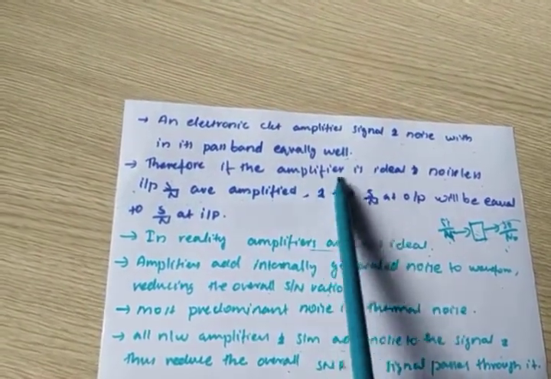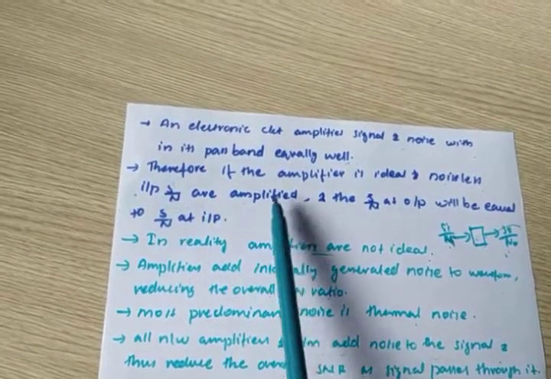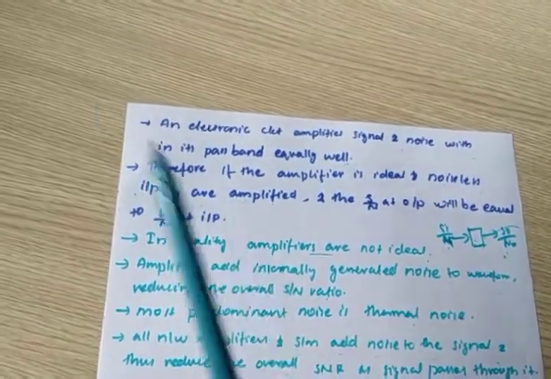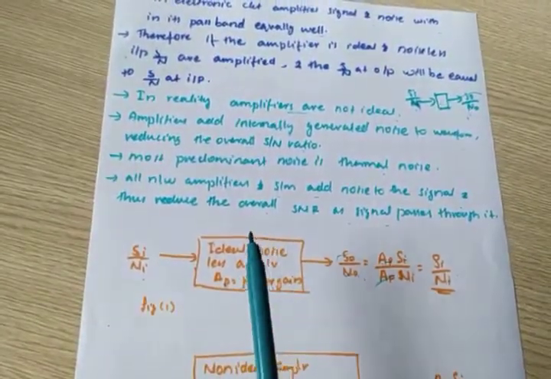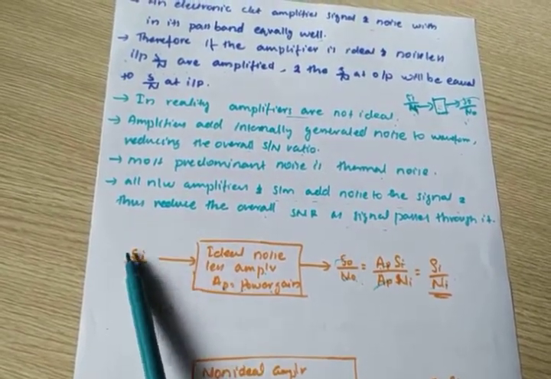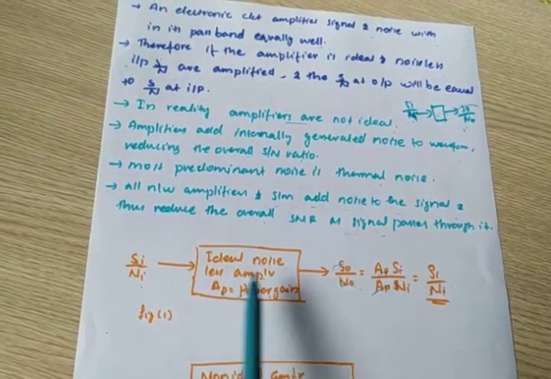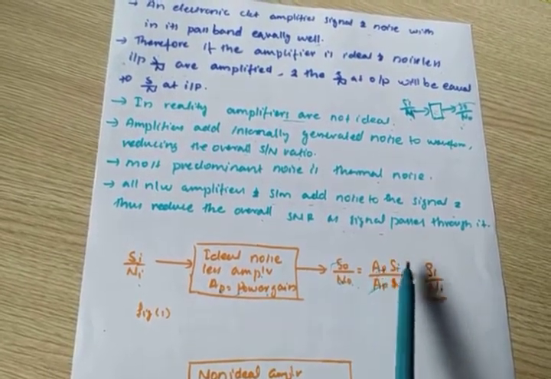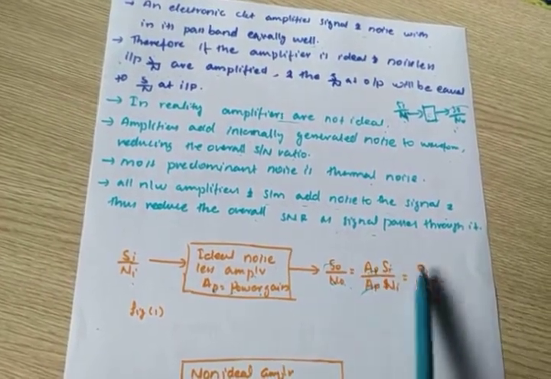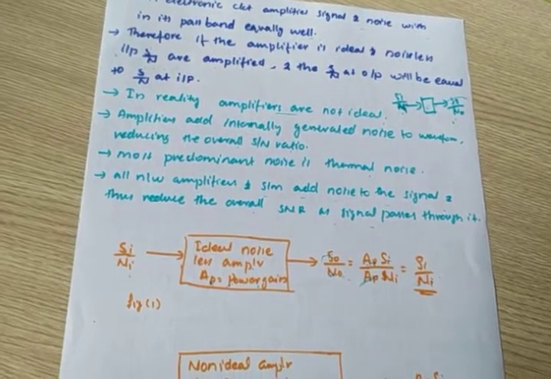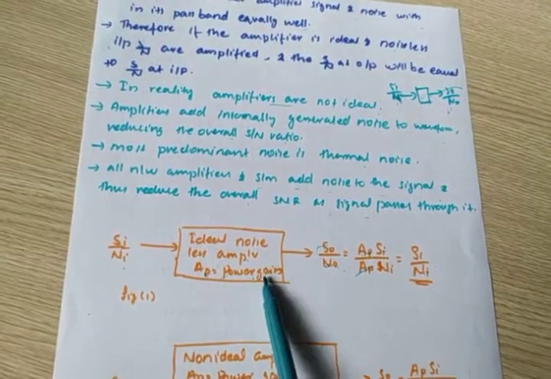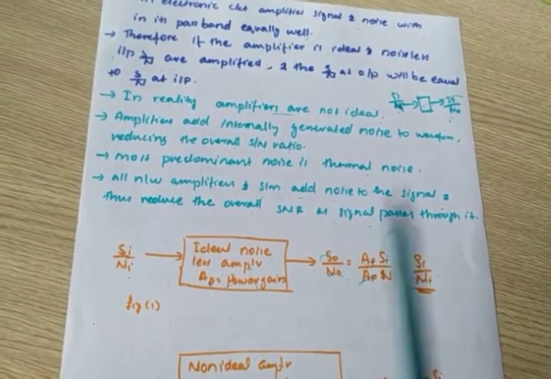If the amplifier is ideal and noiseless, the input signal to noise ratio, Si by Ni, is amplified, and the output S by N will be equal to S by N at the input. That means if the system is noiseless, the input signal to noise ratio is amplified by this factor. So S0 by N0 equals Ap into Si by Ni. Ap is multiplied in both numerator and denominator, so it cancels out and we get Si by Ni only. That means output and input are equal, so the noise factor is 1 and the noise figure is 0 dB.